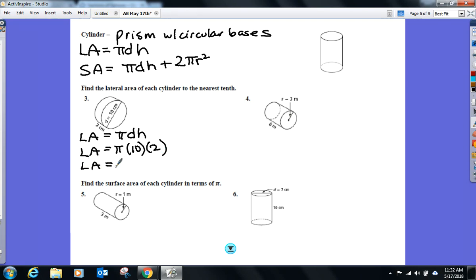And nearest 10th, let's roll. 62 point. Yep. Units, units, units. Good. Here we go with four, lateral area. You see what I mean by the height is the distance from the 2 circles. So pi, what are you plugging in for d here? Not 3, but 6 times 6.